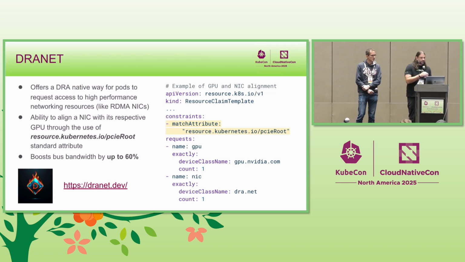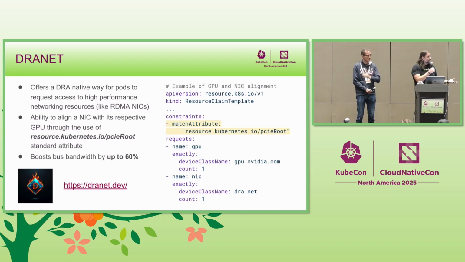A second one is a DRA driver called DRA.net, which has now become generally available. I think there's a keynote on it tomorrow, either tomorrow or Thursday, I'm not sure. We're going to go into some of the details of what DRA.net is and how it works. But the basic idea is that it offers a DRA native way for pods to request access to high-performance networking resources, such as RDMA NICs.